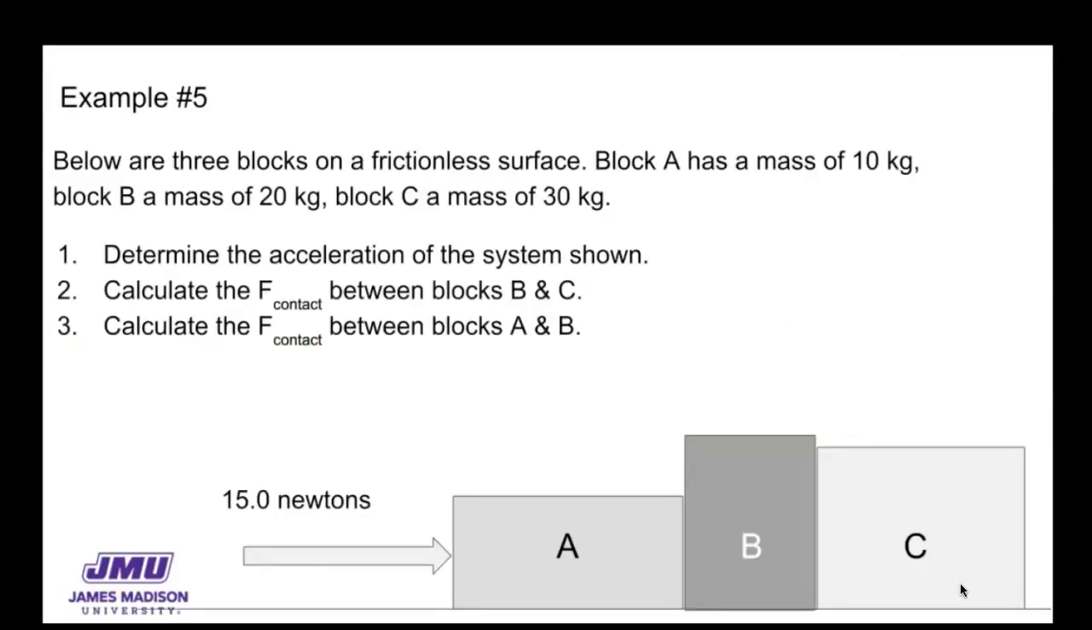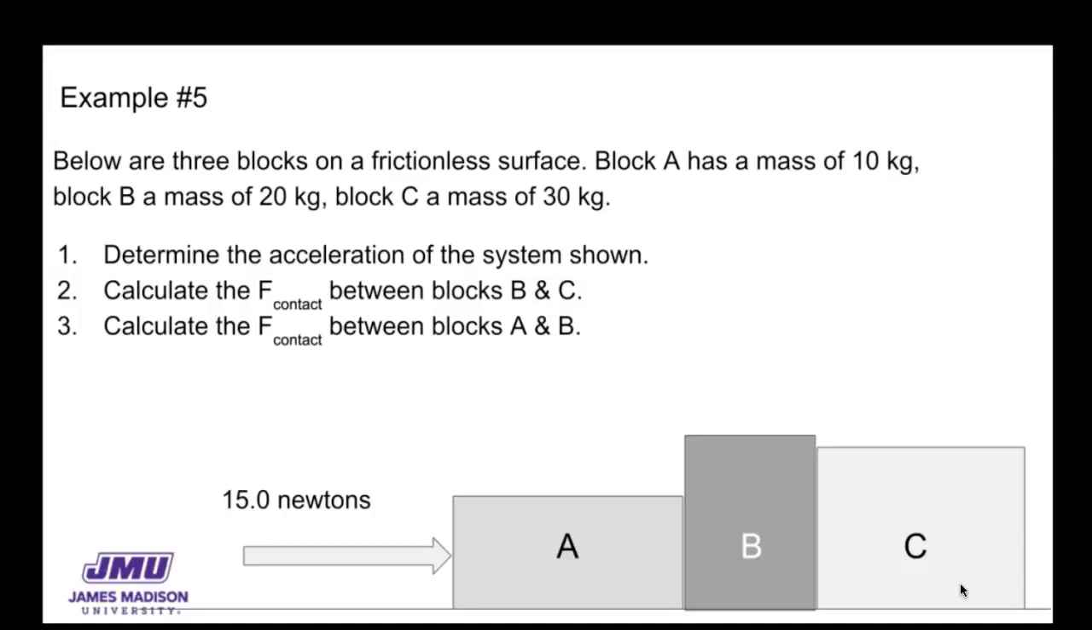Alright, here we have 3 blocks on a frictionless table. The masses are given: 10 kilograms, 20 kilograms, and 30 kilograms. And you're being asked to determine the acceleration of the system shown, and then the force of contact between B and C and the force of contact between A and B. Let's go back to that first question, though, the acceleration of the system shown.